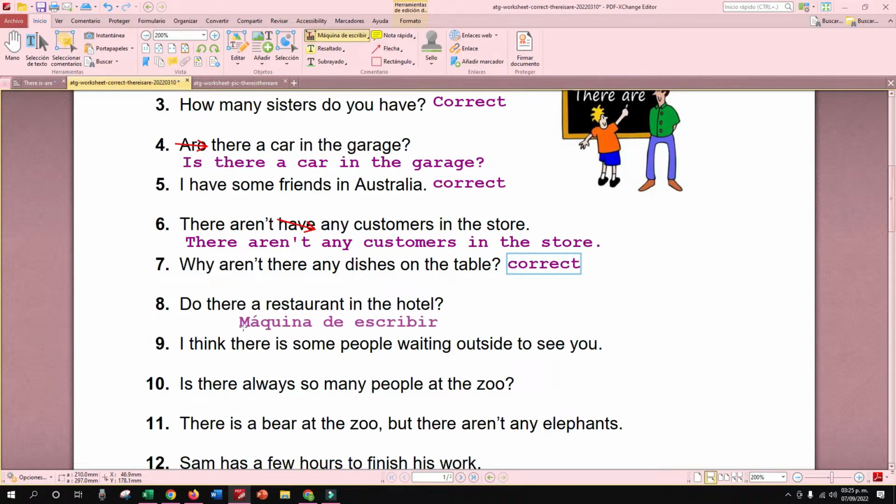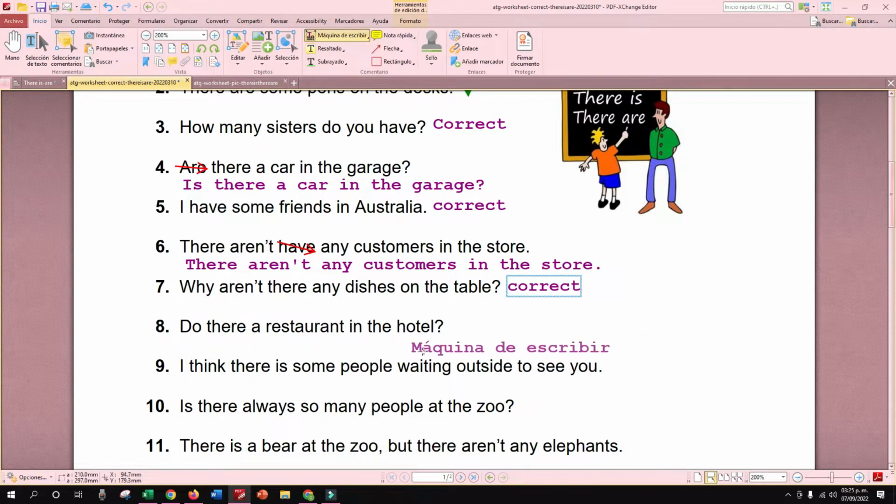So let's do the last one, guys. Do there a restaurant in the hotel? Is it okay? What do you think about it? Is it correct? Tiene un errorcito. ¿Cuál sería? No, teacher, porque is there, not do there.